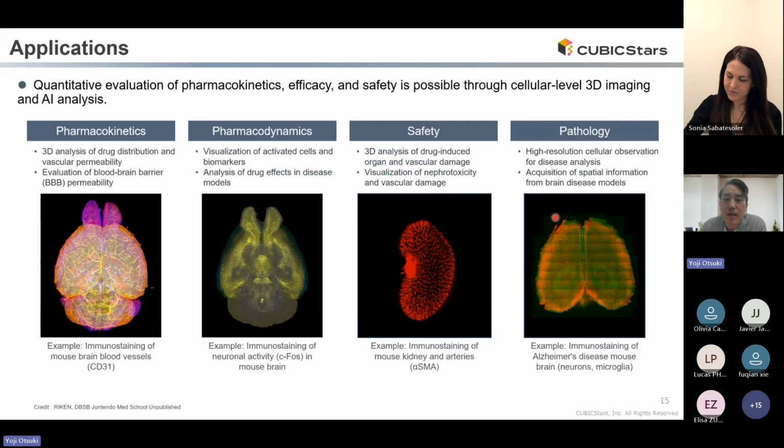And then the CUBIC platform enables various applications, including PK, PD, and safety pathology. For example, we can quantify drug localization in brain and evaluate tox effects in kidneys, and also analyze the immune cell response in the brain. So these insights are difficult to achieve with the conventional 2D histology.